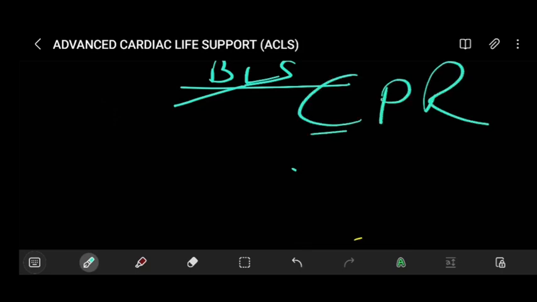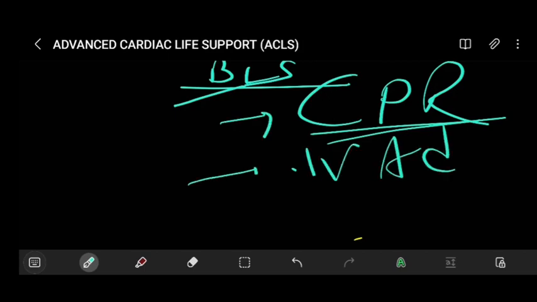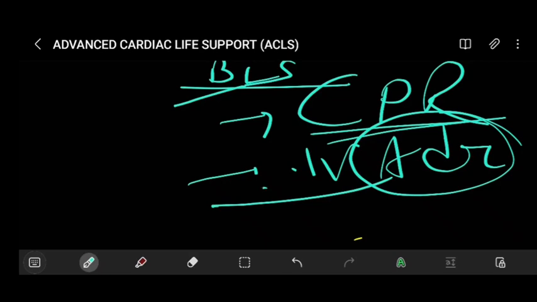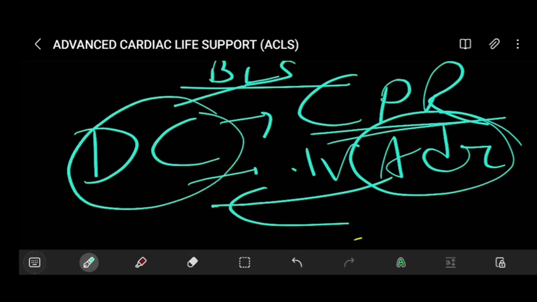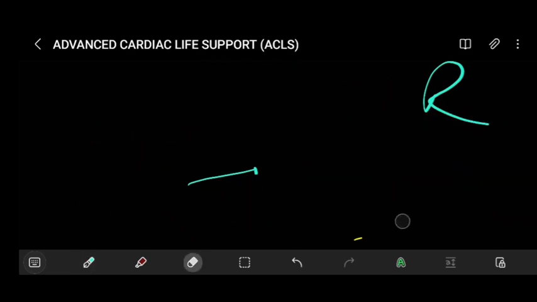But now see, if it is non-shockable, what to do? Non-shockable, you have to continue with CPR, and you will give IV adrenaline to convert the non-shockable rhythm to a shockable rhythm. If it is converted, then you can continue with DC shock. Otherwise you have to continue with CPR and adrenaline. Okay, this is the ACLS.